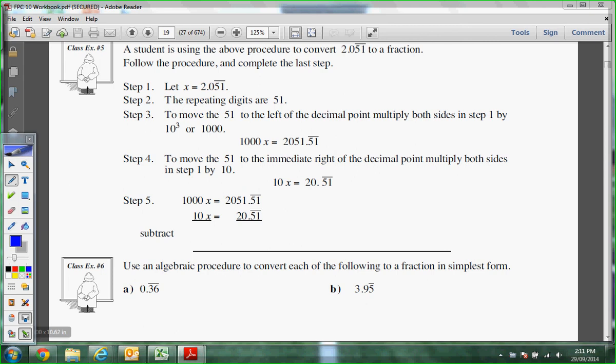Step 3, to move the 51 to the left of the decimal point, multiply both sides of step 1 by a power of 10. So what place is the 51 in? It's in the thousandths place, so we're going to multiply by 1,000, 10 to the third. And see how it moves the 51 over? We had 2.051 repeating, and we multiplied by 10 cubed, so it gave us 2051.51 repeating. Since we did that, it's now 1,000x equals 2051.51 repeating.